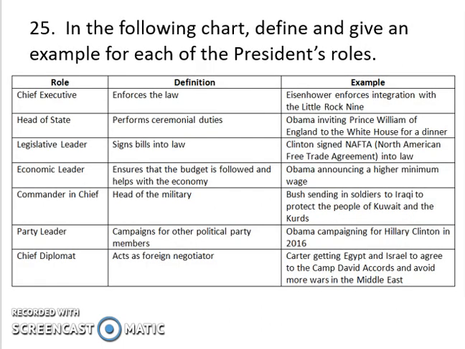Question 25, in the following chart, define and give an example for each of the president's roles. So as chief executive, his job or her job is to enforce the law. So executive, that's their main job. And a good example would be like Eisenhower enforcing the integration of our public schools with the Little Rock Nine. And he did that with an executive order.